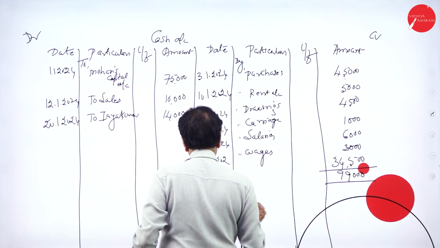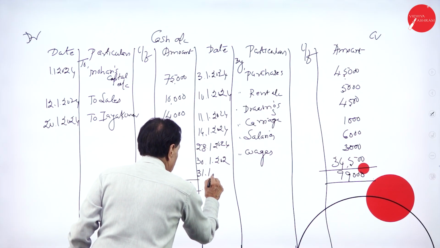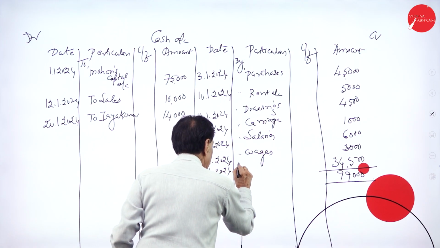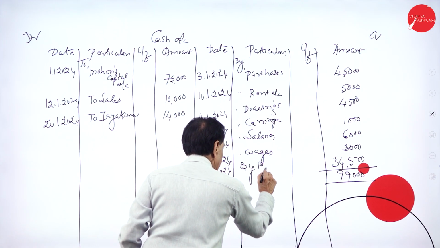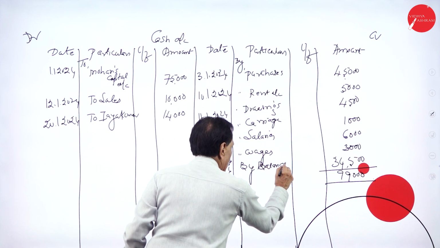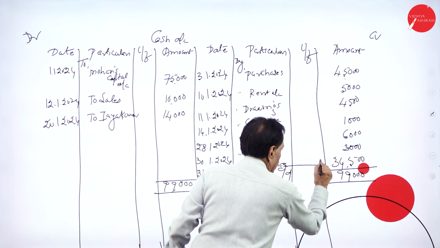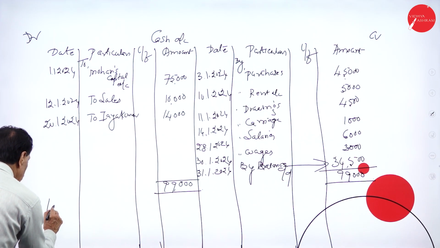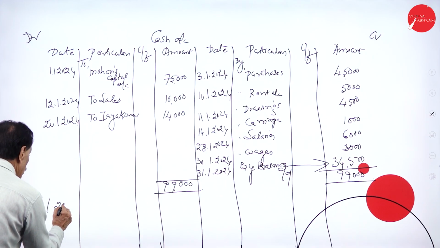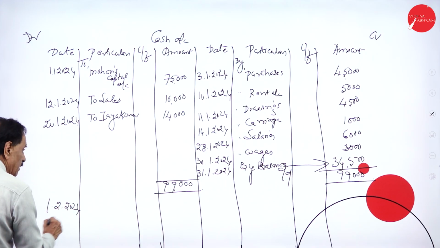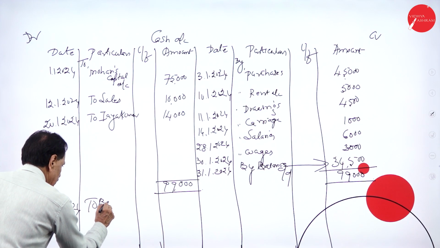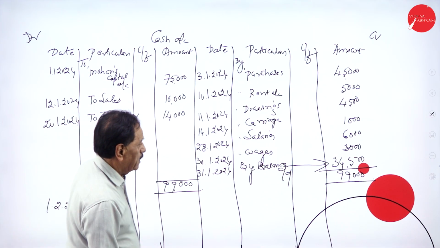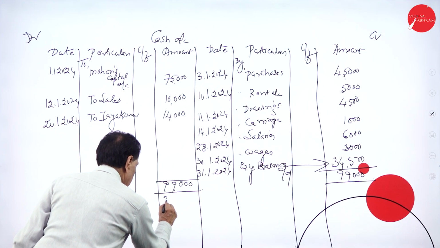So last date, 31/1/2024, by balance carried down, 34,500. If you want, 1/2/2024, to balance brought down. This is 34,500.